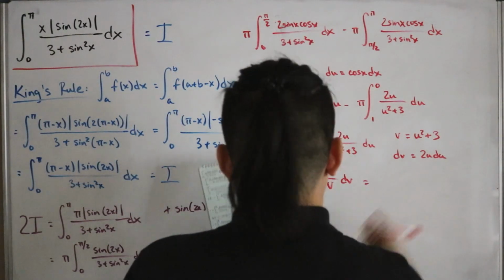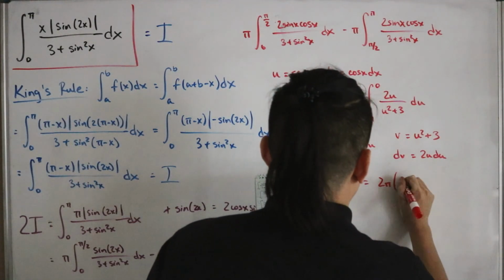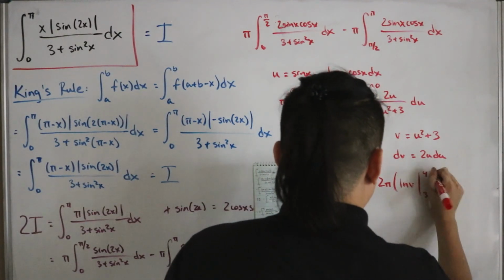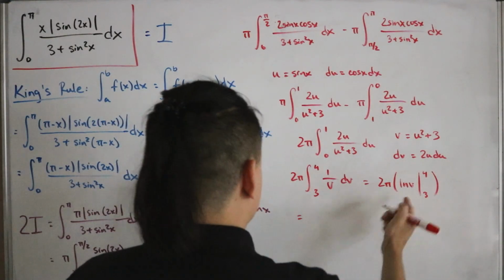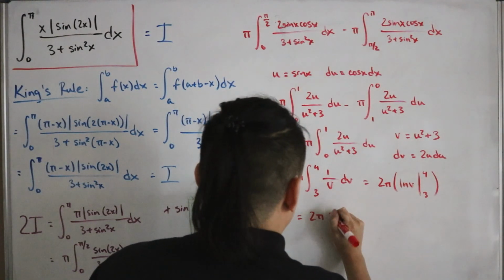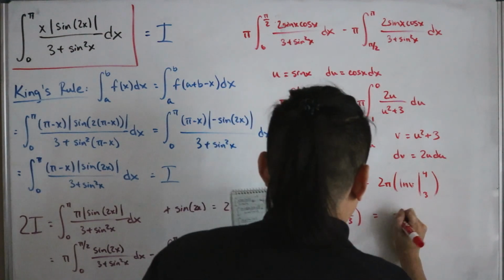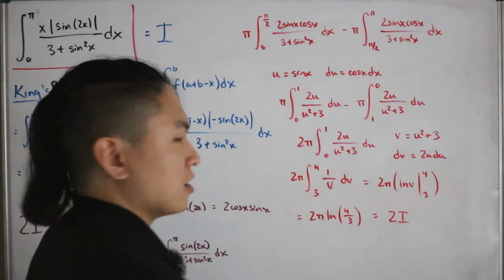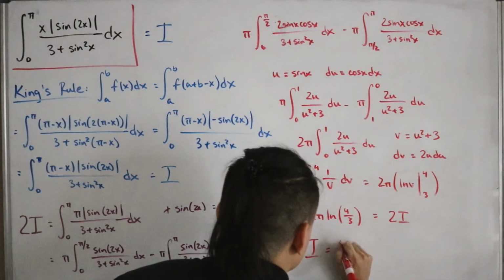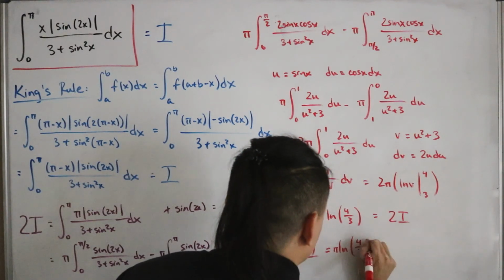Then, of course, that's the easiest integrand or antiderivative to find, which is just the natural log. So 2 pi times the natural log of v, evaluated from 3 to 4. And so evaluating further, also utilizing the natural log property, I have 2 pi times the natural log of 4 divided by 3. But that's not the end of it, because that's just equal to 2I. So just divide by 2. Therefore I, our given integral that we're trying to evaluate, is just equal to pi times the natural log of 4 divided by 3.